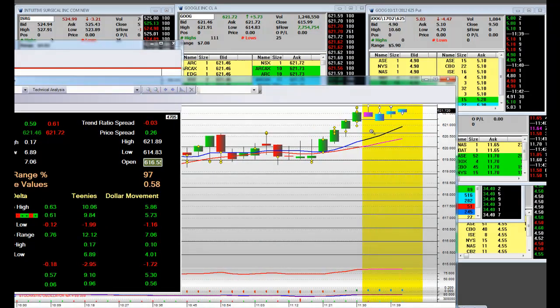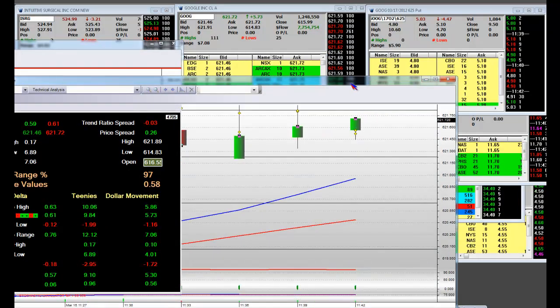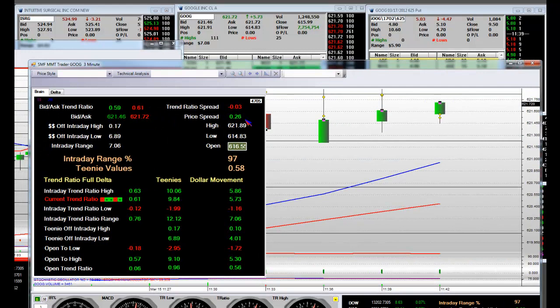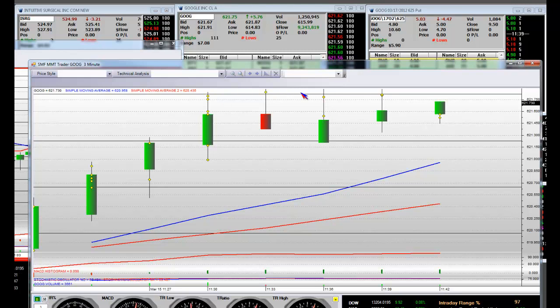And how do I get that wholesale bid with this kind of top? I'm at 97. I'm at 61. 63 is a high. That was 10.06 teenies. That equaled $5.86 in the MMT platform. And the price spread between the public bid and ask is 16 pennies wide. And here, MMTs, is how this top is in play. And there he goes. He's got a double diamond slightly above it.